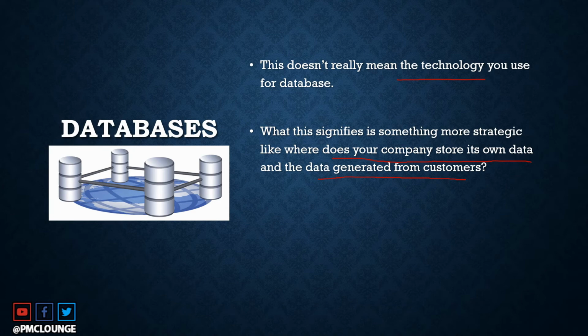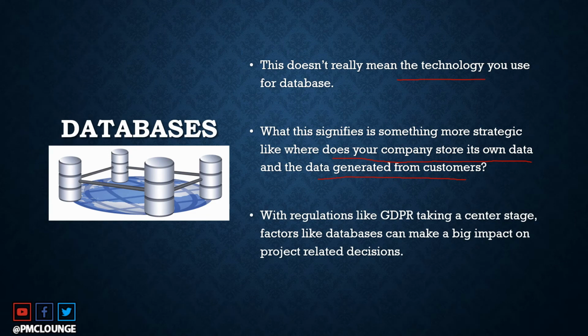And you are a software company, your company generates internal data also, right? And your company may have operations in several countries. So this internal data of your company, where is that being stored? Stuff like that also are part of enterprise environmental factors, because there are regulations like GDPR, and they have been getting a lot of attention, and that is why factors like databases can make a big impact on project related decisions, right? So it is very important to consider databases when it comes to planning your projects and delivering them.